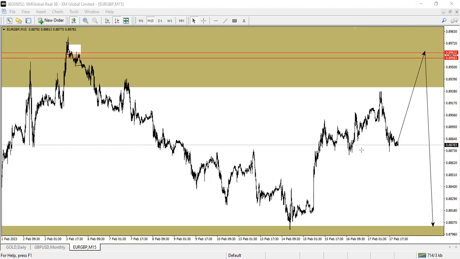Why drop again? Because there's liquidity resting below this fair value of market structure here. And then we also have this huge imbalance here, which must be filled. So that's my analysis on Euro GBP. I hope I did not confuse you, and I hope you understand everything.